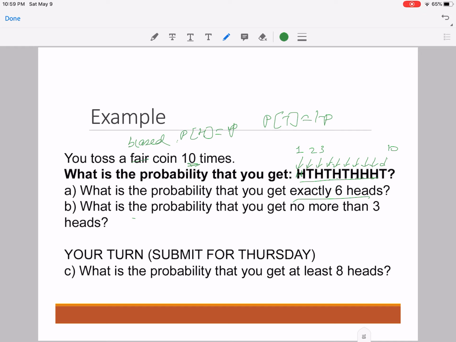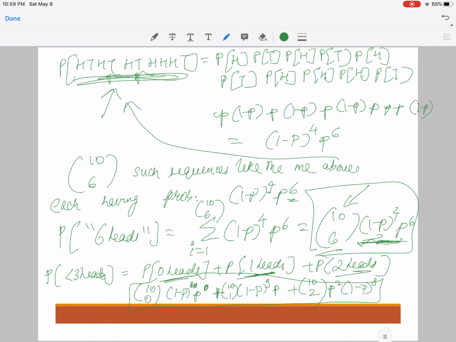Now what I would like for you guys to do is, for Thursday's problem, solve this part. What is the probability that you get at least 8 heads? So when you flip a coin 10 times, what is the probability of getting at least 8 heads? Solve this problem using part B as a motivation. So use this as a motivation to solve your turn problem.